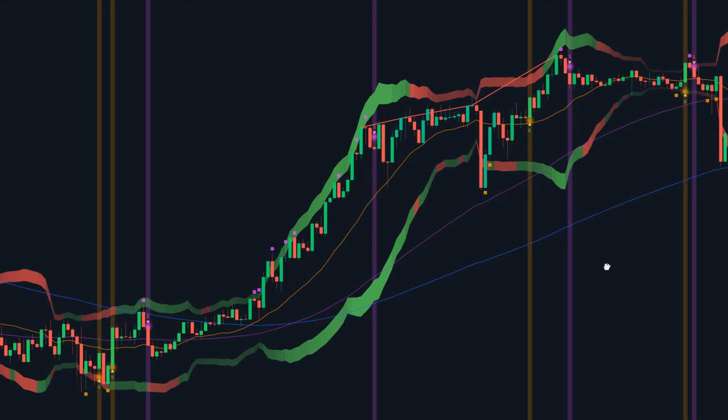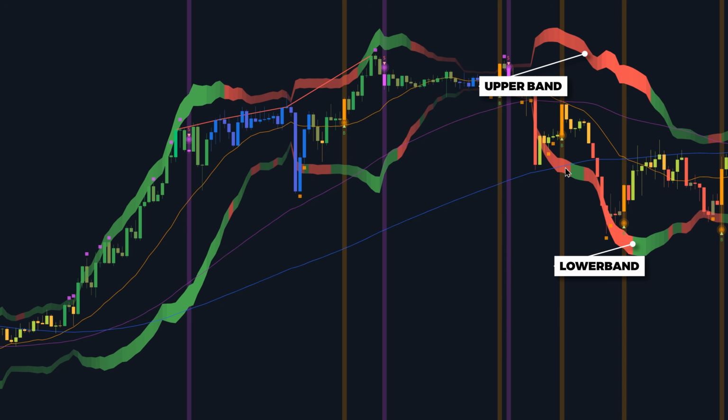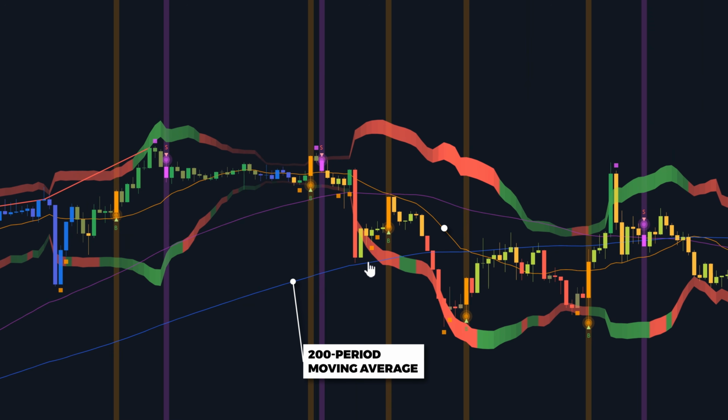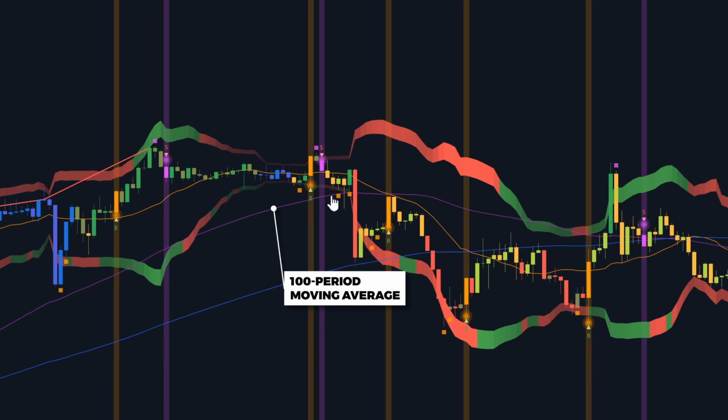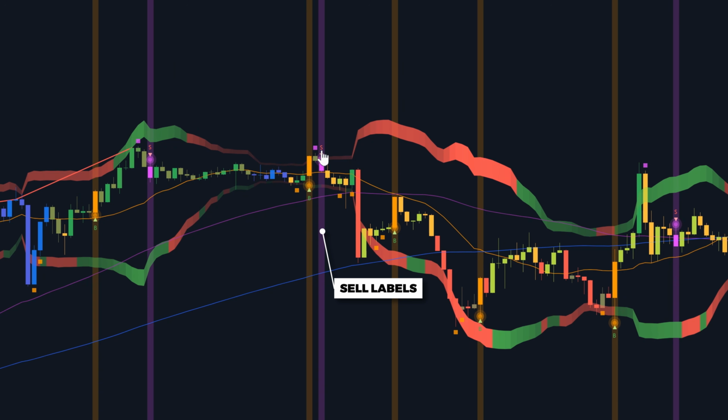Now, this indicator is composed of the Bollinger Band indicator. As you can see, this is the upper and the lower bands of the Bollinger Band indicator. And this yellow line in the center represents the Bollinger Band basis line. This blue moving average is a 200 period moving average, and then this is a 100 period moving average. These vertical bars represent the buy and sell signals. The orange bars are the buy signals with a B label, which means buy. The purple bars are the sell labels, and as you can see, they also contain an S label, which stands for sell.